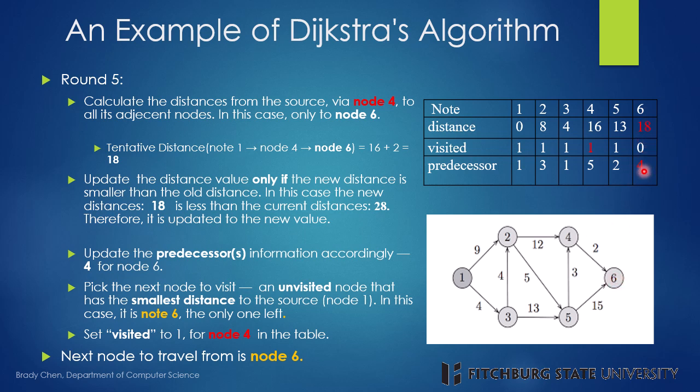And then what's to do next? Choosing the next to visit. Choose an unvisited node that has the smallest distance to the source. In this case, node number 6. There's only one choice, so we choose number 6.